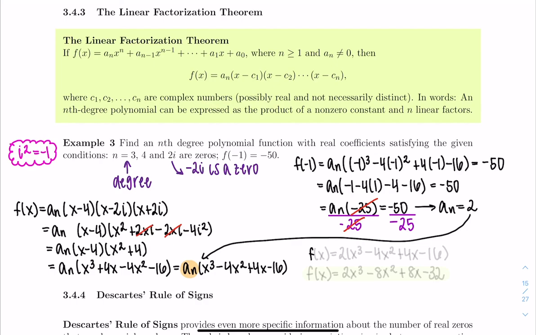So f of x equals 2 times x cubed minus 4x squared plus 4x minus 16. And we're just going to distribute to get our final answer. So that's 2x cubed minus 8x squared plus 8x minus 32. And that's the function that we were looking for. And so if you were to now go backwards, you would find that 4 and 2i and negative 2i are zeros.